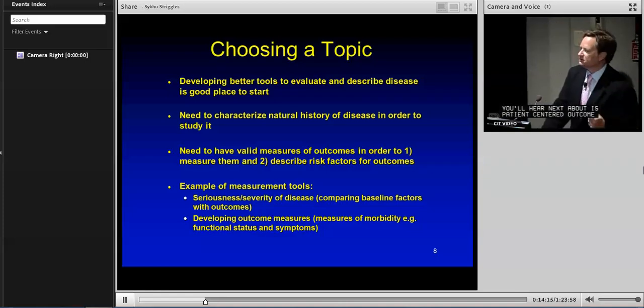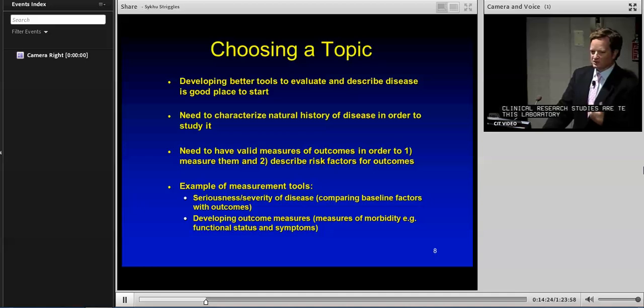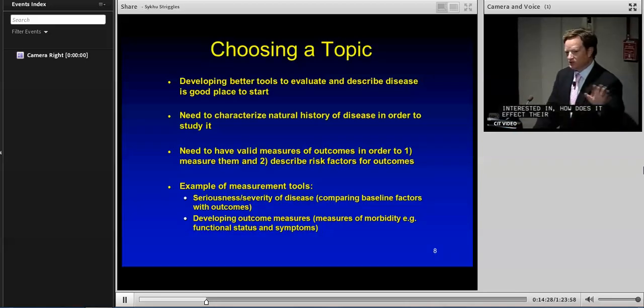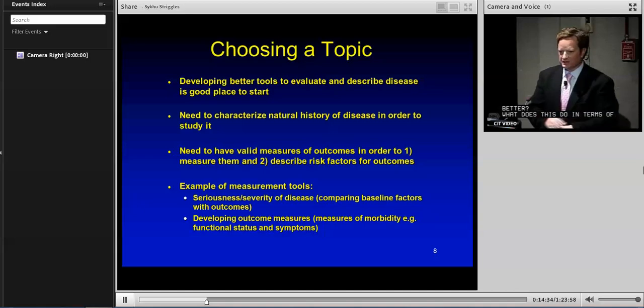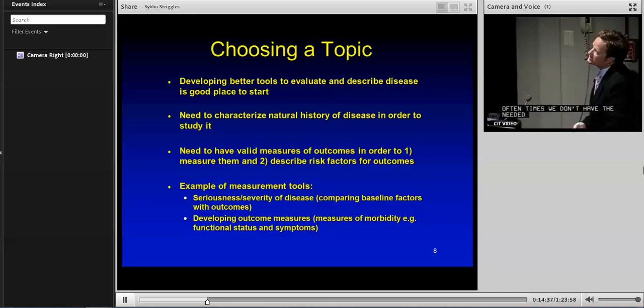Oftentimes what we look at in clinical research studies are biological outcomes. We have the ability to change this laboratory test, when in fact what patients are most interested in is how does it affect their lives? Does it make patients live longer or live better? Okay, I know it changes this lab test, but what does that do in terms of the patient? And oftentimes we don't have the tools that are needed to actually do those patient-centered outcomes.